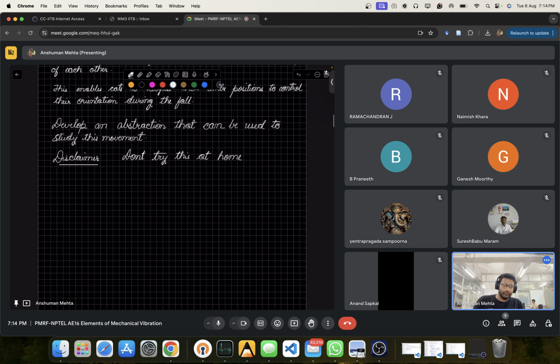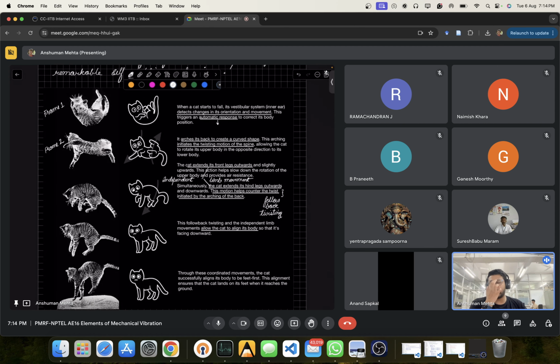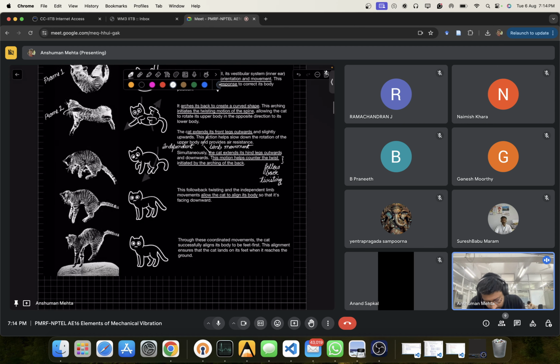There is no foolproof guarantee that a cat won't experience some injury, but the point here is what is special in a cat. A similar question was asked in the previous class, what is special in the cheetah. So this is a similar kind of question. I have drawn out all the frames.